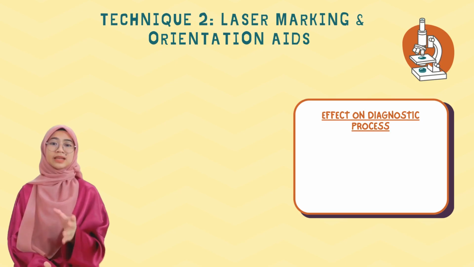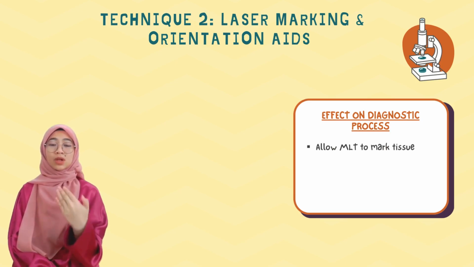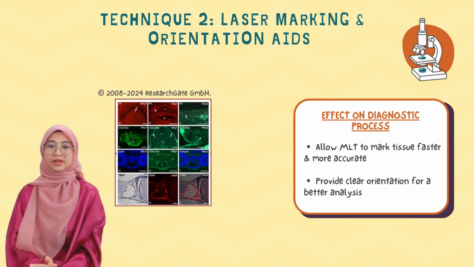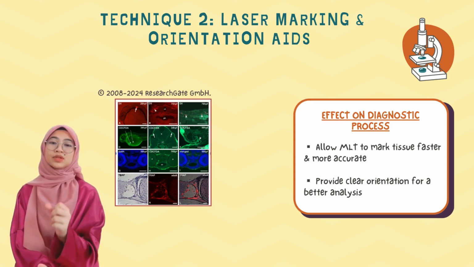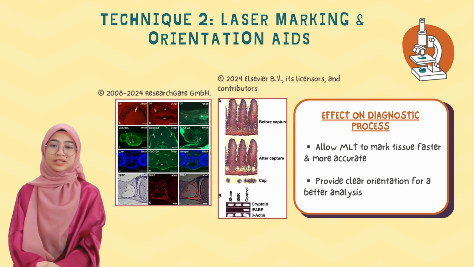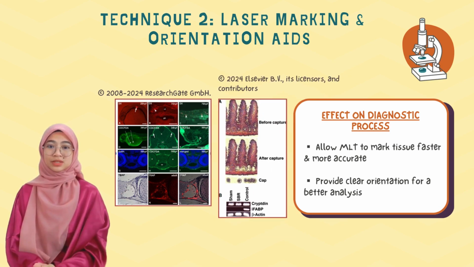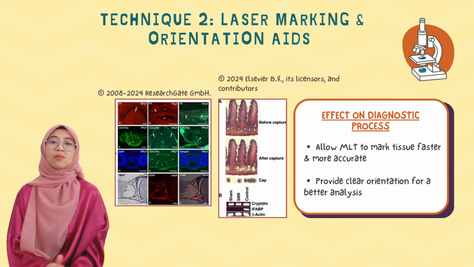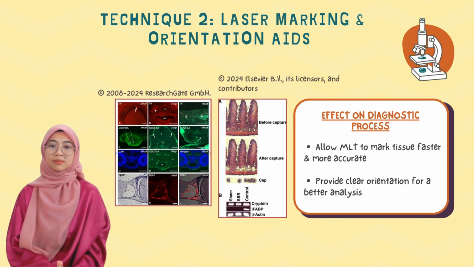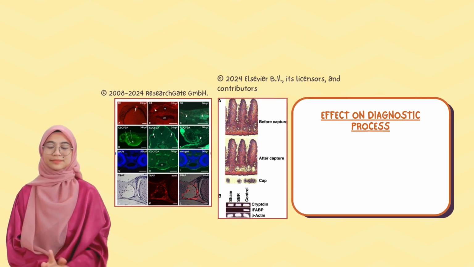Fluorescent dyes and laser markings allow laboratorians to mark tissue faster and more accurately, ensuring samples are ready for analysis with clear orientation. This precision leads to faster, more reliable diagnosis, benefiting both the lab team and the patient.